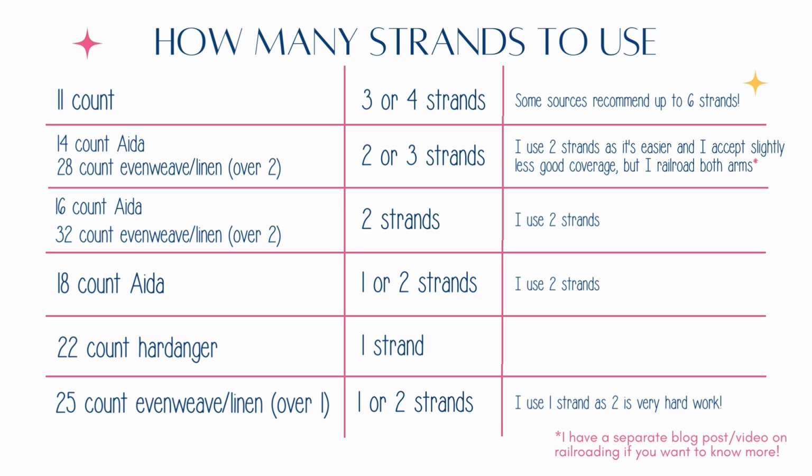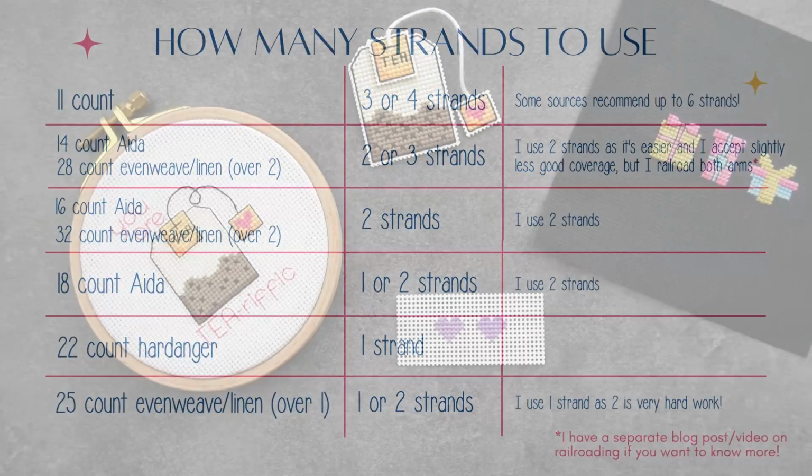And finally, 25 count even weave or linen is a favourite for stitching large full coverage designs, and those would generally be stitched over 1. So the recommendation is to use 1 or 2 strands, but I can tell you from personal experience that 2 strands is really hard work to stitch with, and I only ever use 1 strand for this.